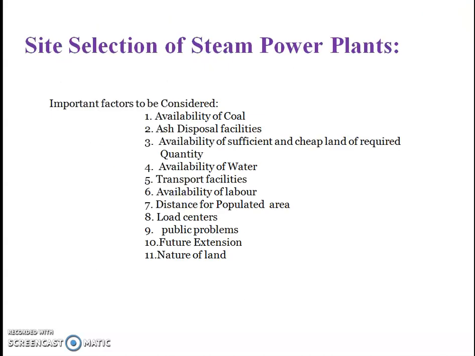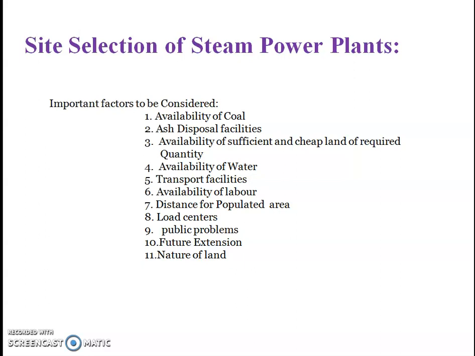In that, first one is site selection of the steam power plant. The following are the important factors to be considered for the selection of a site for a steam power plant. First one is availability of the coal. The main resource of energy which is available in India for the steam power plant is coal. Since a large quantity of coal is required, about 5,000 to 6,000 tons per day for a plant of 400 megawatt capacity, it is necessary to install the power plant near the coal mines.